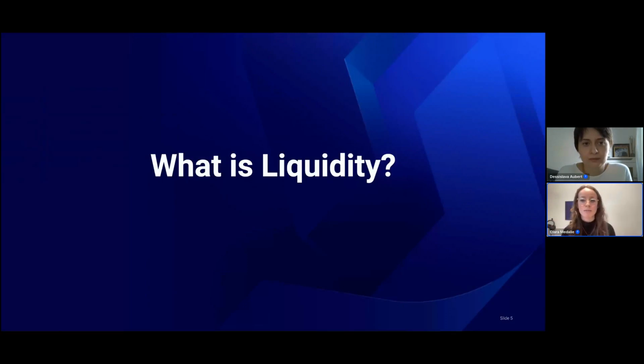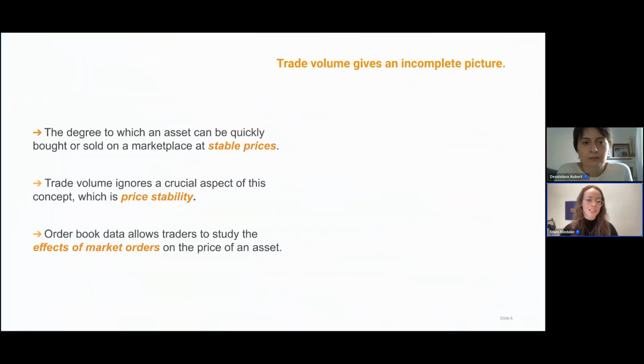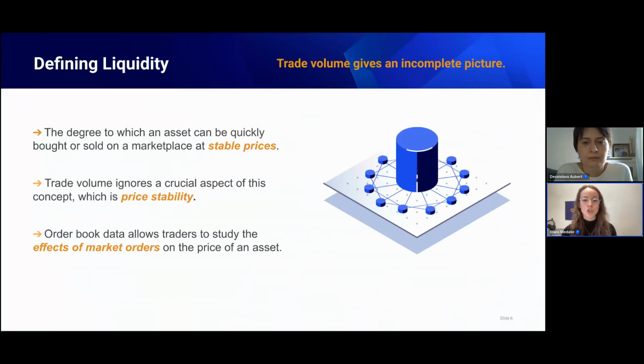Liquidity, I think, is one of the most misunderstood concepts in crypto. Many people equate things like market capitalization or trade volume to liquidity. But at Kaiko, we have always been big proponents of using many data types to gain a more complete understanding of a crypto token's liquidity. So first, let's define liquidity. Again, trade volume gives a very incomplete picture.